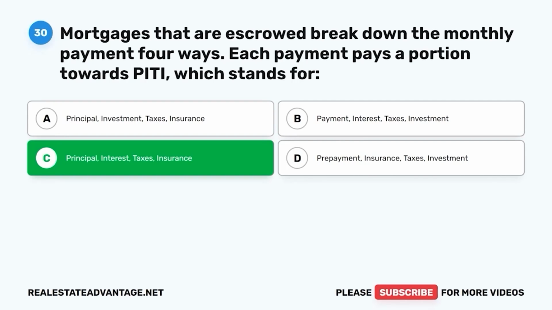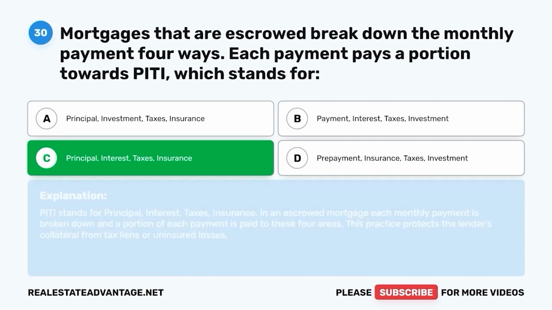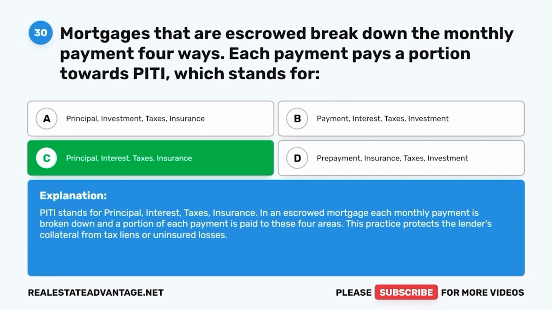Principal, interest, taxes, insurance. PITI stands for Principal, Interest, Taxes, Insurance. In an escrowed mortgage, each monthly payment is broken down and a portion of each payment is paid to these 4 areas. This practice protects the lender's collateral from tax liens or uninsured losses.